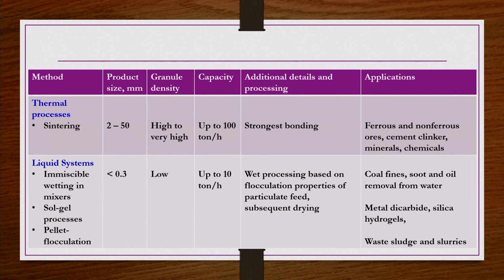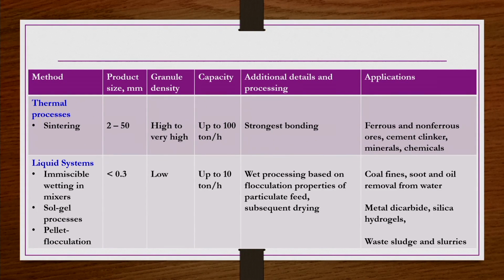The last method of size enlargement is liquid systems, where immiscible wetting in mixers, soluble processes, and pellet flocculation are some of the size enlargement methods under liquid systems. They produce product less than 0.3 mm in general, granule density is low, and capacity is up to 10 tons per hour. Wet processing is based on flocculation properties of the particulate feed, and subsequent drying generally takes place. Applications include coal fines, soot and oil removal from water, metal dicarbide, silica, hydrogels, waste sludge and slurries.